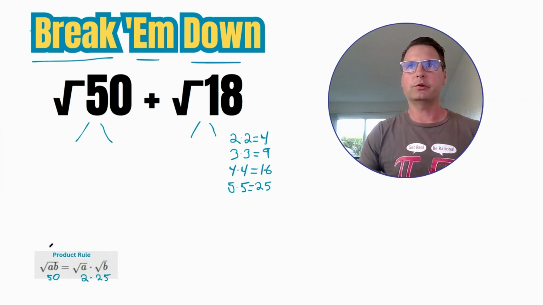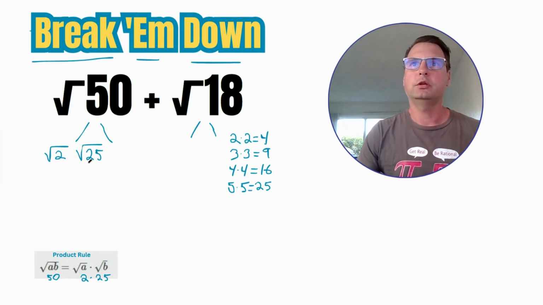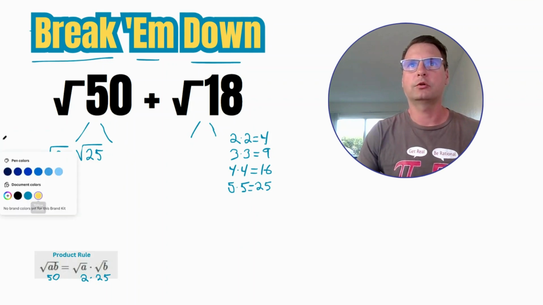Awesome. So in order to apply this product rule to break this down, we have something times something on the left, which is our 50. So all we have to do here is apply. What is our A? That's 2. What is our B? That's 25. So there was a perfect square hidden in there after all, wasn't there? So can we simplify this square root of 25 a little bit further?